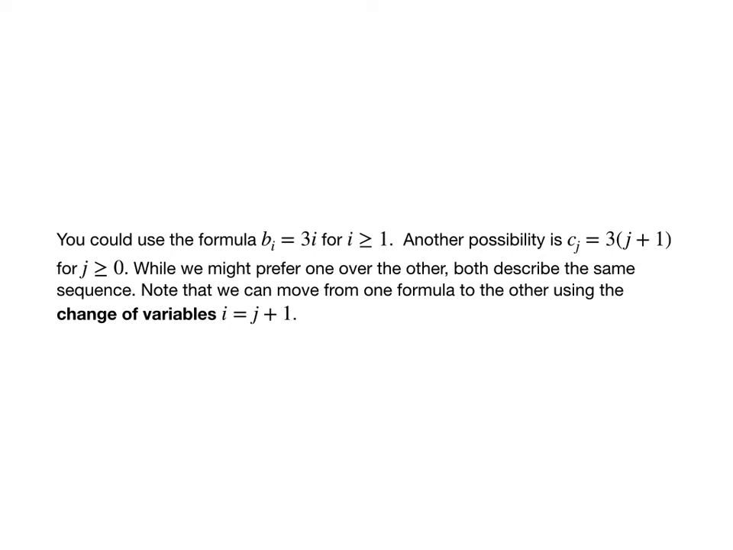If we look at these two examples, we can move from one to the other using the relationship between those variables. So using i equals j plus 1. We refer to that as a change of variables. And that's something that we can use whenever we want to go from one possible formula to a new possible formula. And we want to make sure that that new formula is completely updated to the new variable. We don't want a mix of the two.